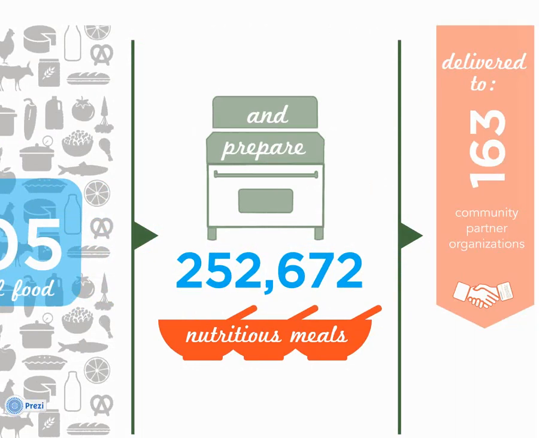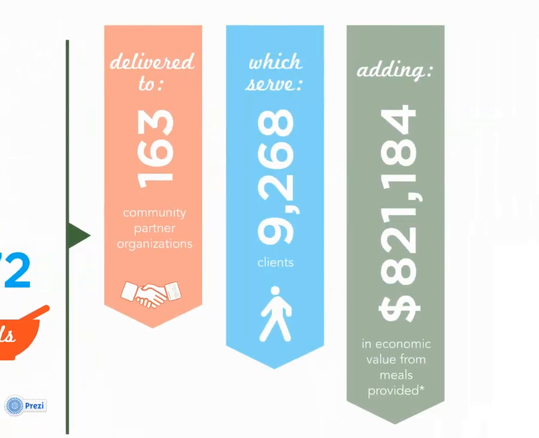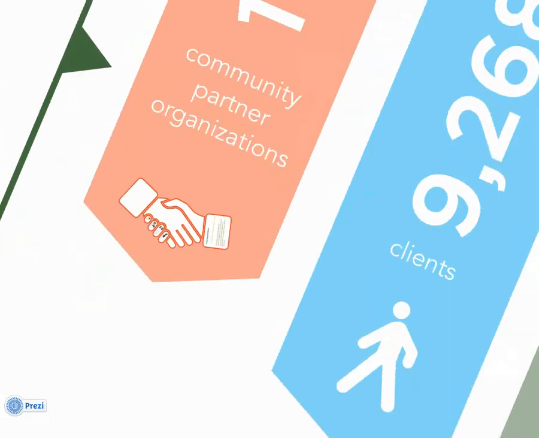So last year, again, our schools were able to prepare over 250,000 meals that are then transported and served to community partners and individuals in need, whether that be at homeless shelters, after-school programs, low-income housing complexes, kind of wherever that need is in their community. And last year alone, our Campus Kitchens fed over 9,000 clients at over 160 different agencies. That's adding over $800,000 in economic value back into the communities that we serve across the country. So you can see pretty clearly just in the numbers the impact that we're making each day is pretty immense.